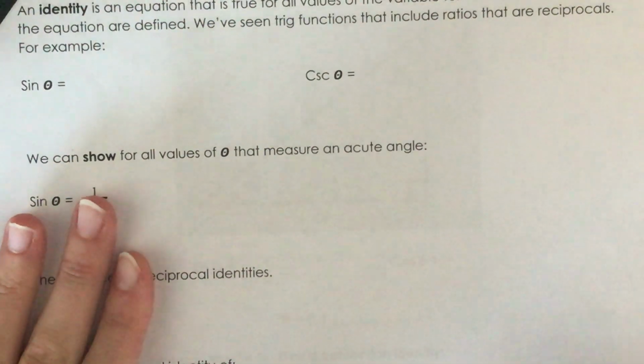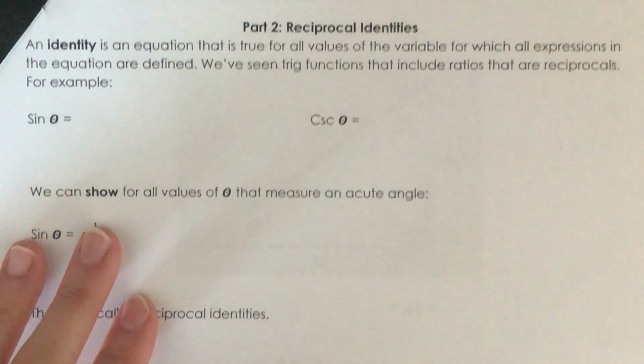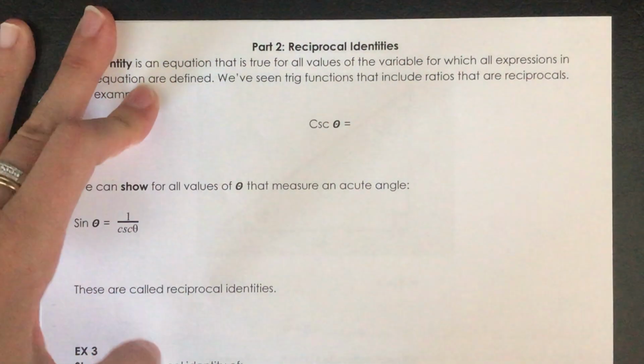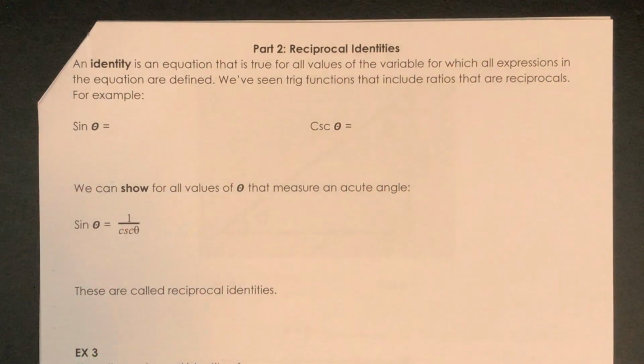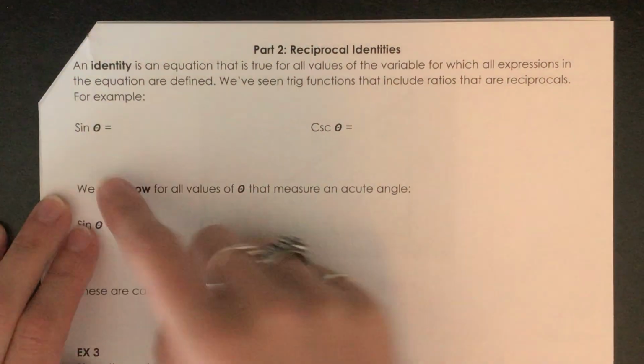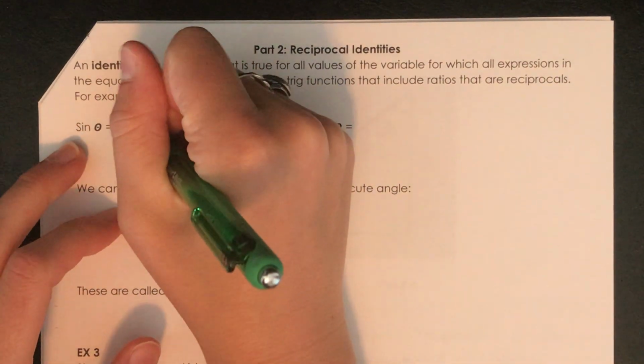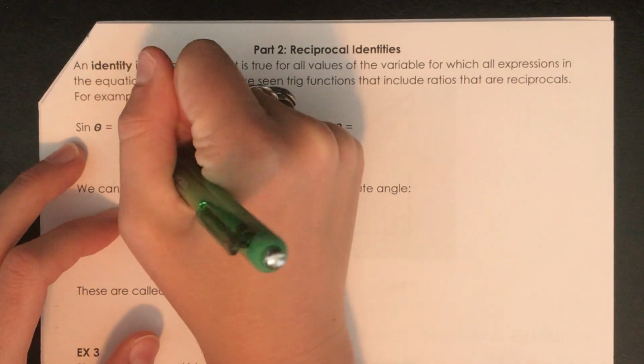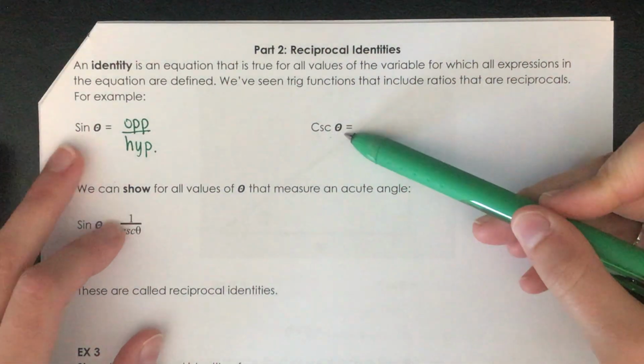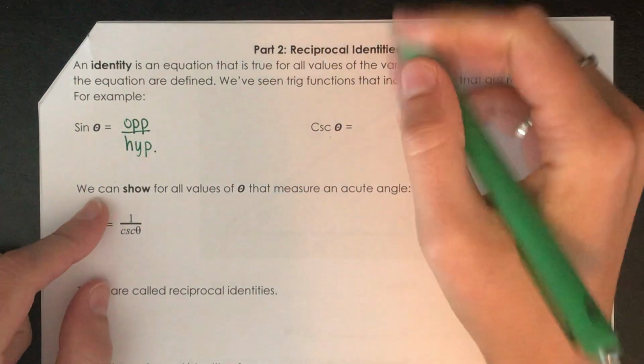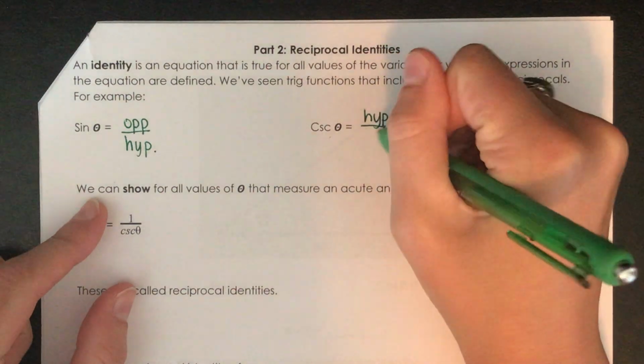All right. Part 2, reciprocal identities. Let me zoom out. Here we go. Okay. An identity is an equation that is true for all values of the variable for which all expressions in the equation are defined. We've seen trig functions that include ratios that are reciprocals. So for example, I know that sine is opposite over hypotenuse. I know that cosecant is the reciprocal of this, which means hypotenuse over opposite.